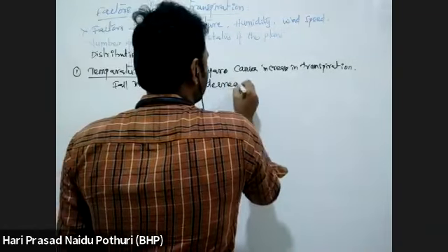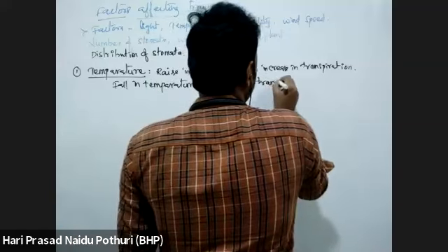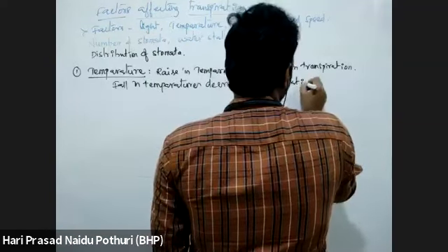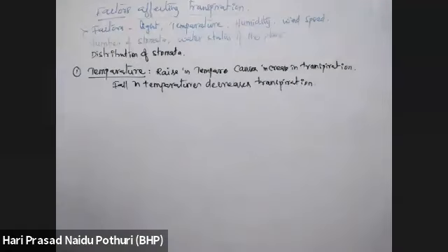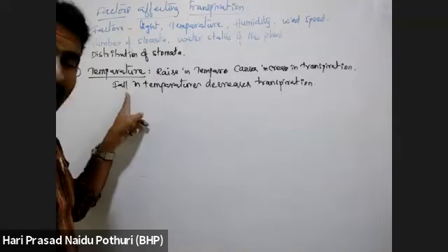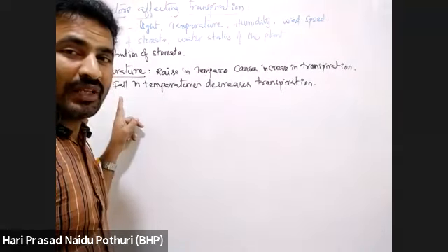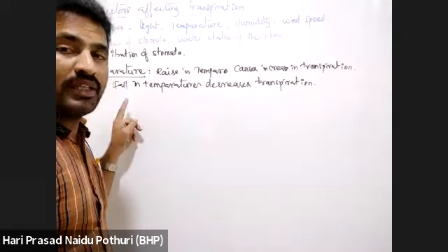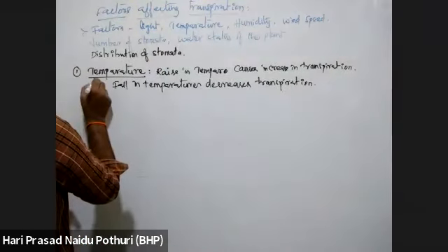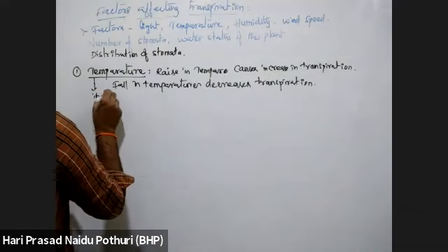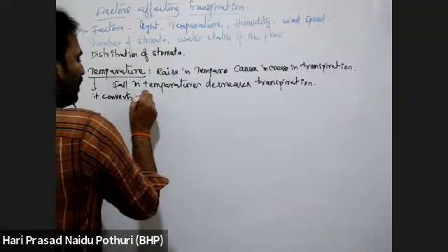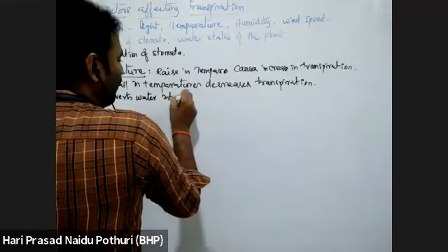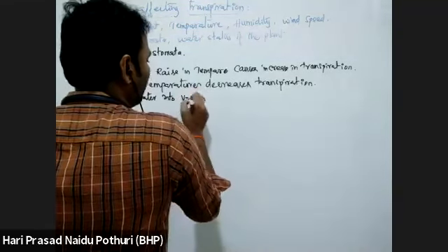that decreases the transpiration rate. Transpiration rate is increased by a rise in temperature, whereas it is decreased by a fall in temperature. Why? Because temperature converts water into vapor form. That is important.